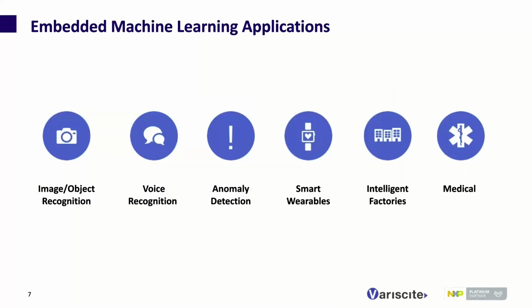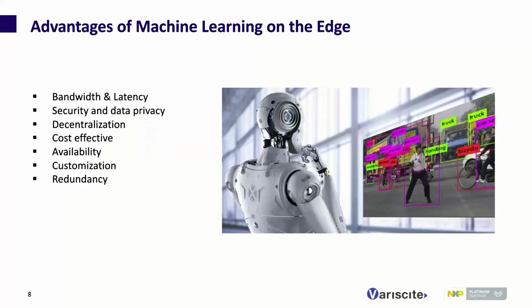Where can we use machine learning applications? We can use them to detect and recognize objects and images. We can use them in voice recognition, in anomaly detection, in smart wearables, in factories, in medical centers, and in plenty of other places.